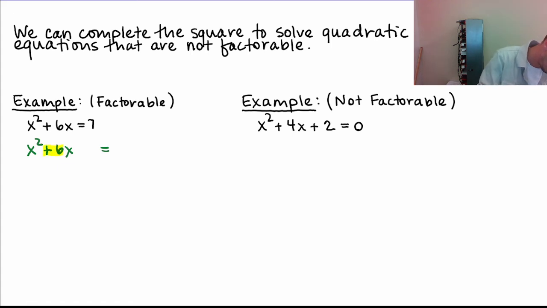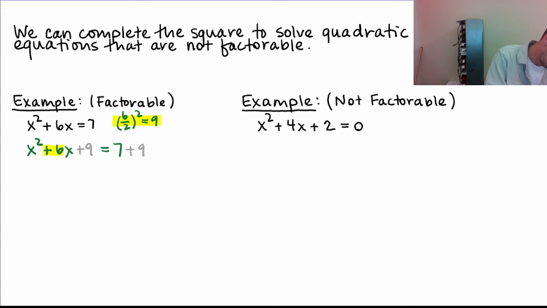So I'm going to take this positive 6, and I'm going to divide it in half and square it. So 6 divided by 2 squared, that's equal to 9. Okay. So I'm going to add 9 to both sides. Oh, I already had this 7. That needs to stay there. Okay, so I'm going to add 9 to be fair to both sides to not change the equation.